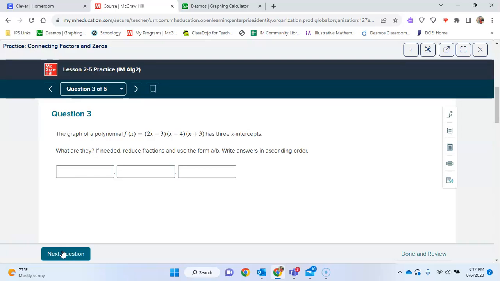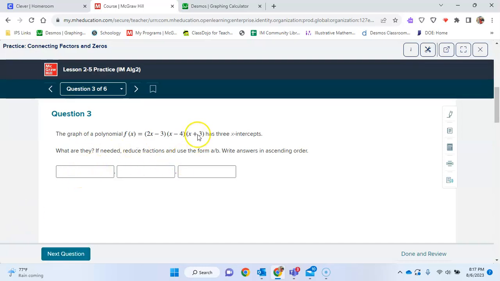Question 3. The graph of a polynomial f of x equals (2x minus 3) times (x minus 4) times (x plus 3) has 3 x-intercepts. What are they? If needed, reduce the fractions and use the form a divided by b. Write answers in descending order. Again, the x-intercepts are the same as the zeros.